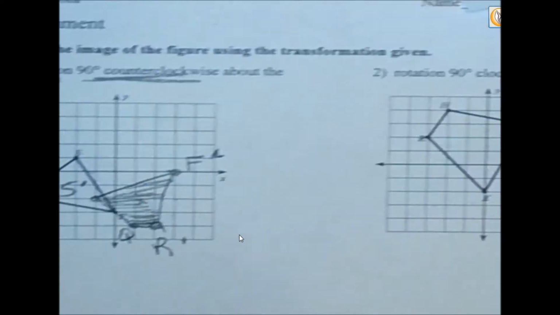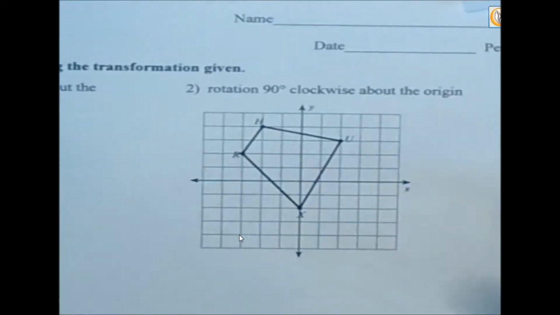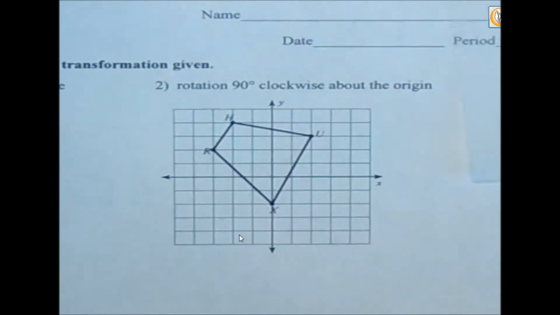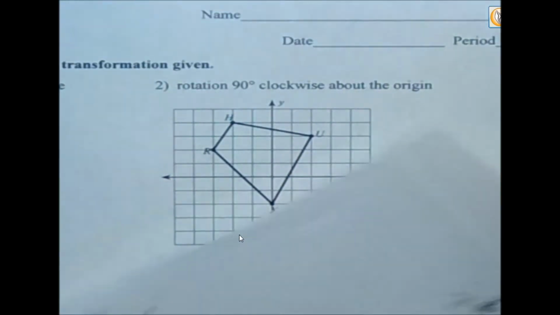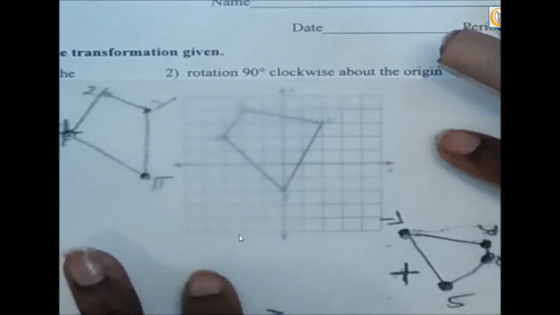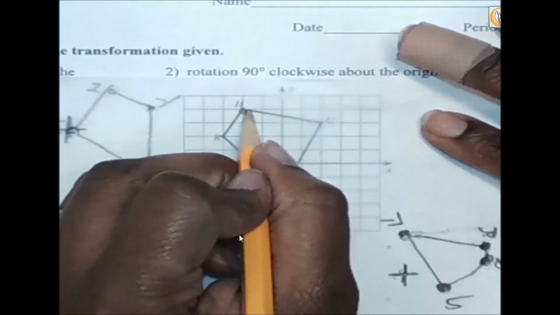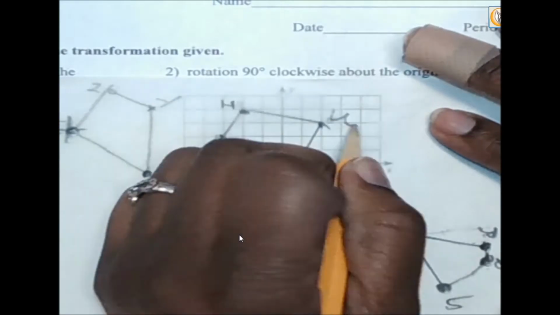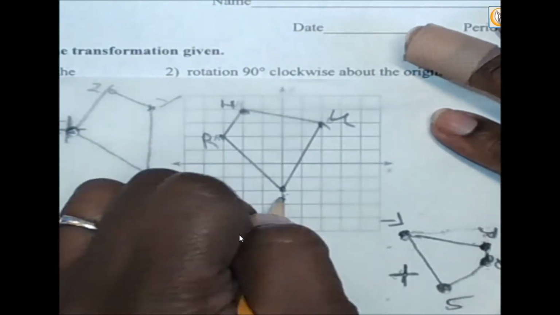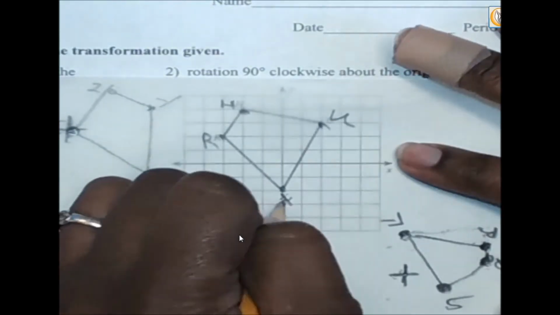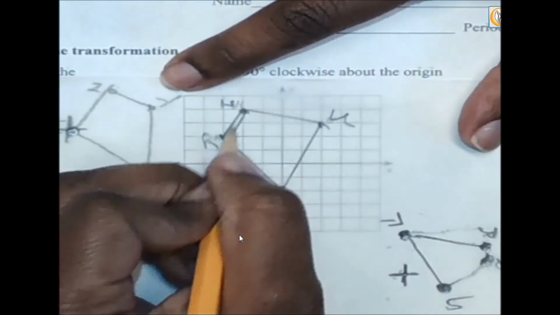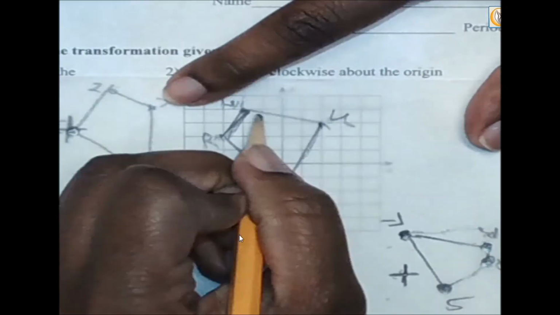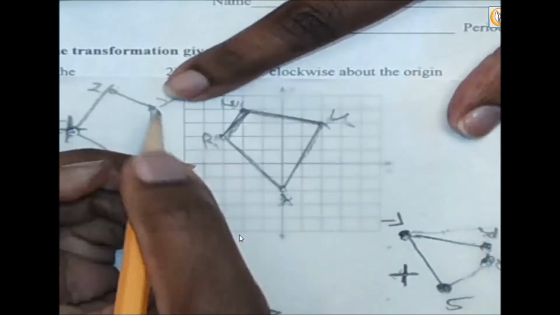Now, let's go and do another one. Look at number 2. It says rotate 90 degrees clockwise about the origin. First thing I'm going to do, take my patty paper, construct my figure. And I'm going to make sure I label my points because I need to know where they are when I get ready to rotate it. I need to know what point is what point when I rotate it. Otherwise, I may get them all out of order.